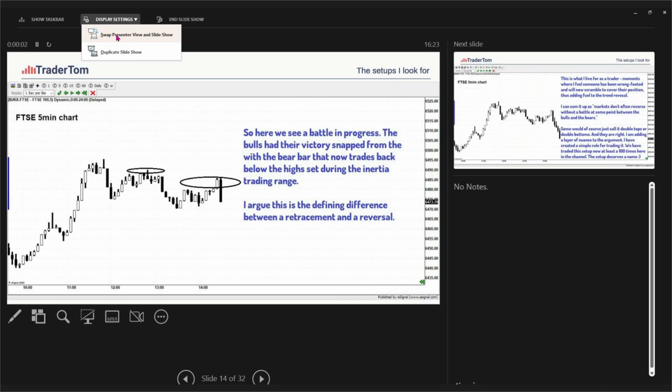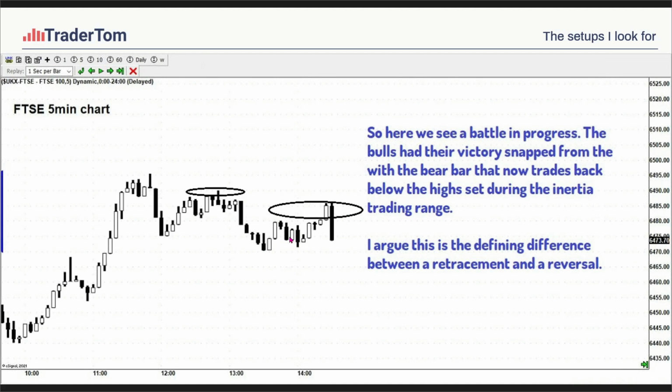And so here's a couple more examples. This is completely identical to what I just showed you, but this time it's on a 5-minute chart. You have a trading range, you have a break up, and then you break down. And I believe that's the defining difference between a retracement and a reversal.